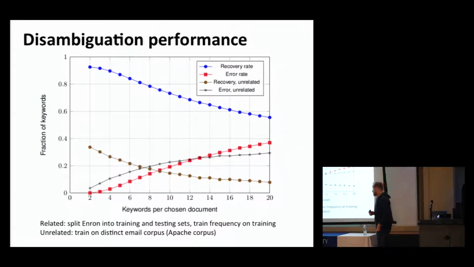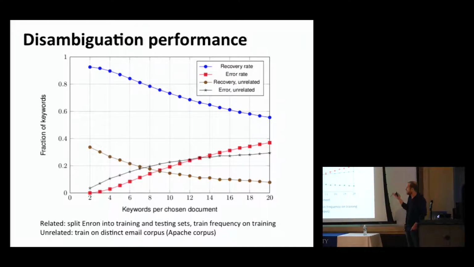So this is just a graph looking at this disambiguation performance on the Enron training set again, where we split it up into training and testing. And we basically use the training set to do some inference of the frequency of particular keywords. So, probably too many lines on here, but just looking at the recovery rate, we can see when there are very few keywords like 2, the recovery rate is very high and our error rate is very low. As you start adding more and more keywords, your recovery rate goes down and your error rate goes up. But with more clever techniques, we might even be able to make this better.